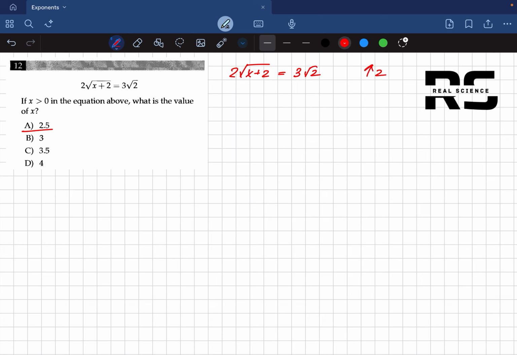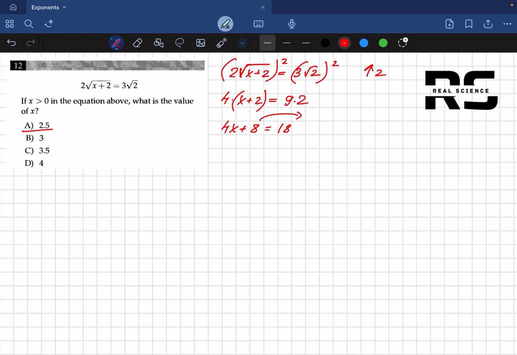Let's just square both sides in order to get rid of the square root. So that's going to be 4 times x plus 2 is equal to 9 times 2. So 4x plus 8 is equal to 18.